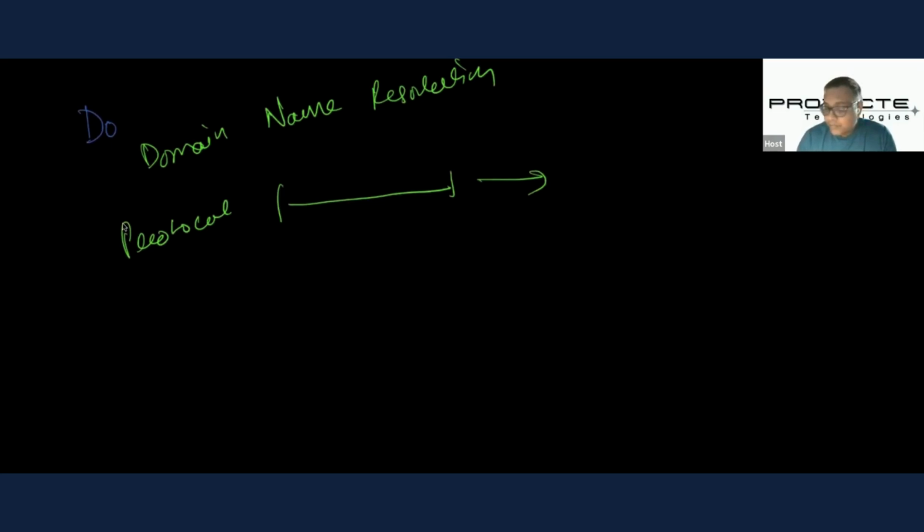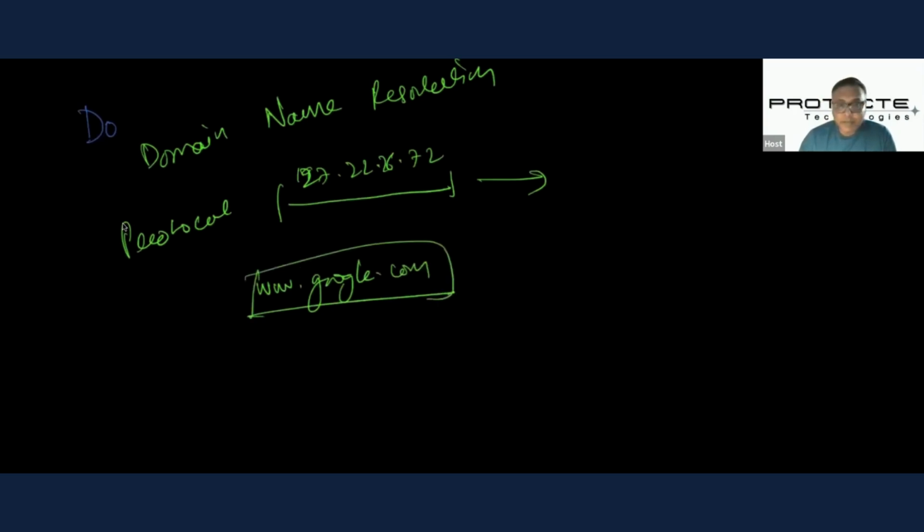So now, if I tell you Google's address, if you want to type google.com, don't type google.com, type an IP address, 127.22.26.72. For you to remember everything number-wise is not possible, right? So that's why human notation is, okay, let's go to www.google.com. But computer systems do not understand that; for them, this is a complex language.